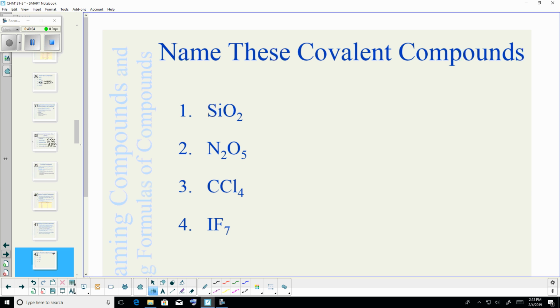CCl4. Carbon tetrachloride. Tetra is for 4, carbon tetrachloride. And IF7, iodine heptafluoride. So covalent ones are really easy to name.